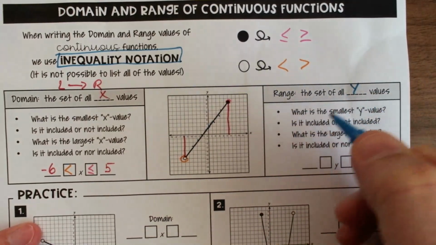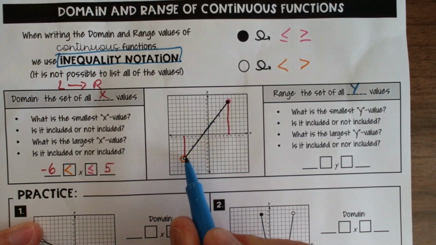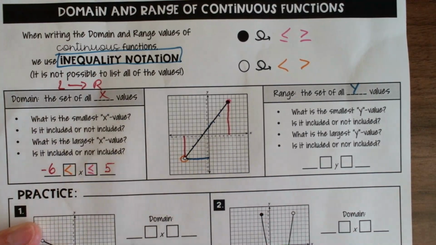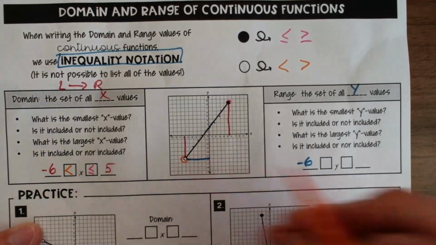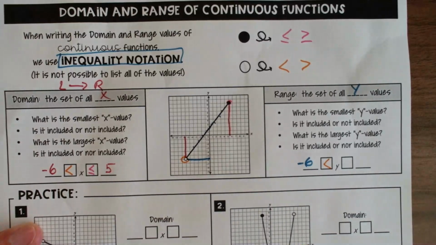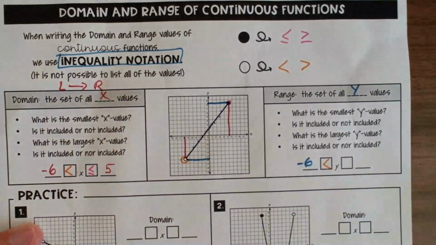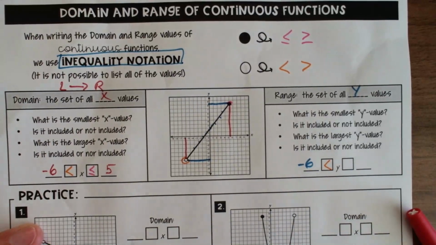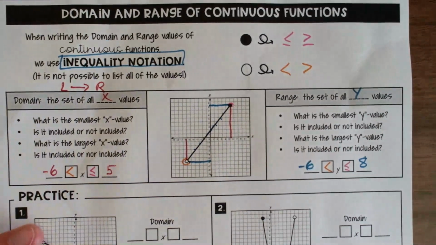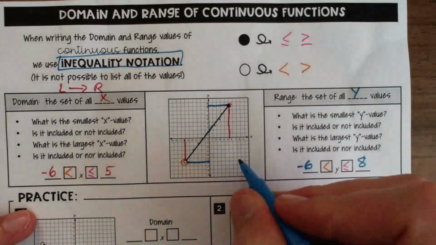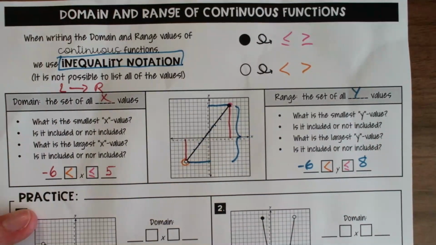Now, range is the set of all the y values. So when we say the smallest y value, we go all the way to the bottom of our graph. And again, I'm going to put my pen here and draw a line. It looks like it crosses at -6. And because my circle is open, I'm going to use the less than symbol. And I'm going to go up here to y, my top part, and draw over. It looks like it crosses at 8. And because the dot is closed, I'm going to say less than or equal to. So we're saying our range values stretch from -6 to 8. These are all of our range values.